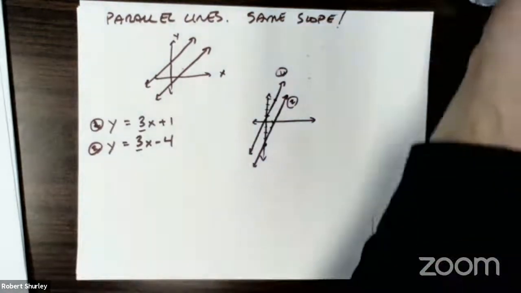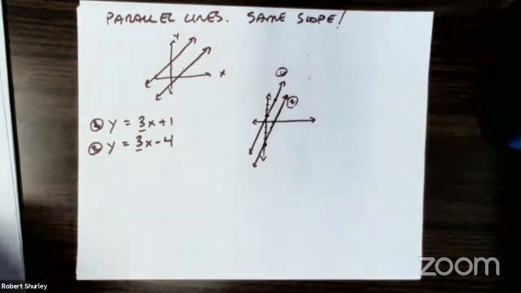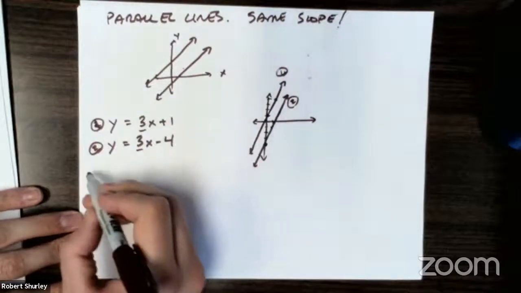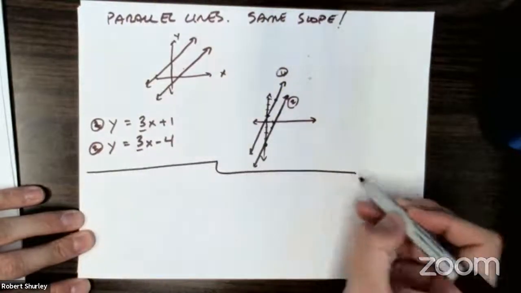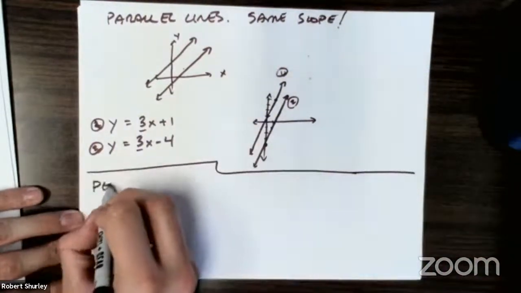Okay, so what about perpendicular lines? Perpendicular lines are a little different. Let's write down here. Okay. Perpendicular.